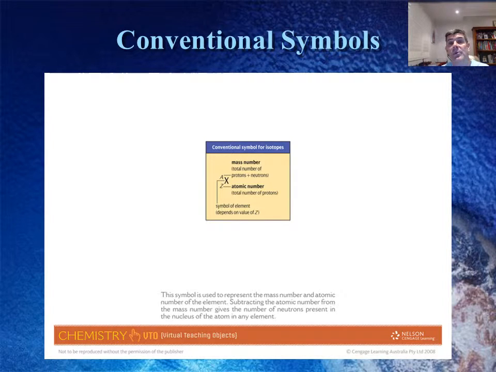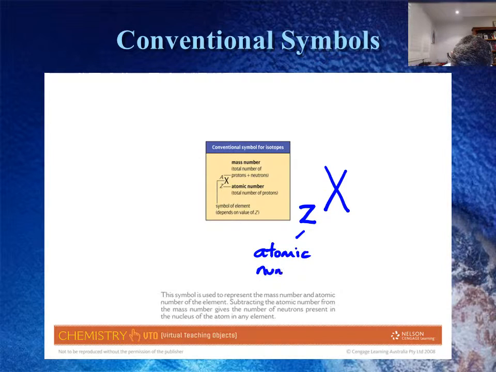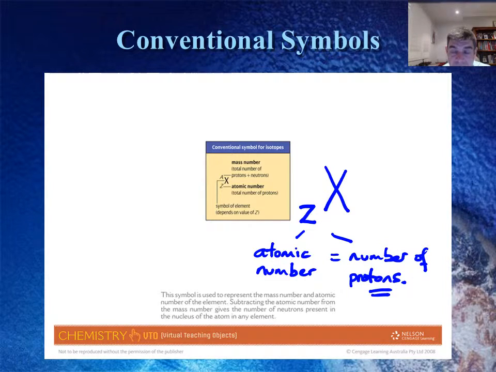The conventional symbols that we use when we're looking at atomic structure are these ones that you see. For any atom, for any element with the symbol X, there are two key features. The first is the atomic number. The atomic number is written by the letter Z, and so this is both the atomic number, and that is equal to the number of protons. As I said before, the only thing that actually defines the atom is the number of protons.